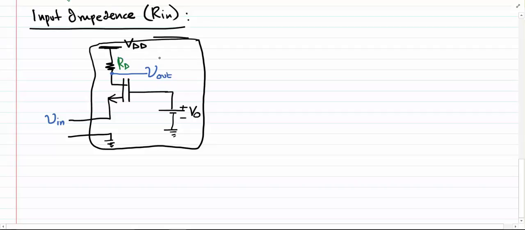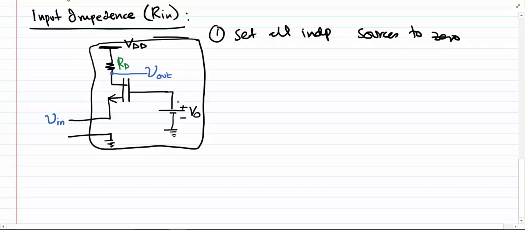So once we have the circuit in the black box and only two terminals coming out, first we need to set all independent sources to 0. Here we can see that we have got two independent sources. One is the V0 and the other is the VDD. So let's just set them to 0.